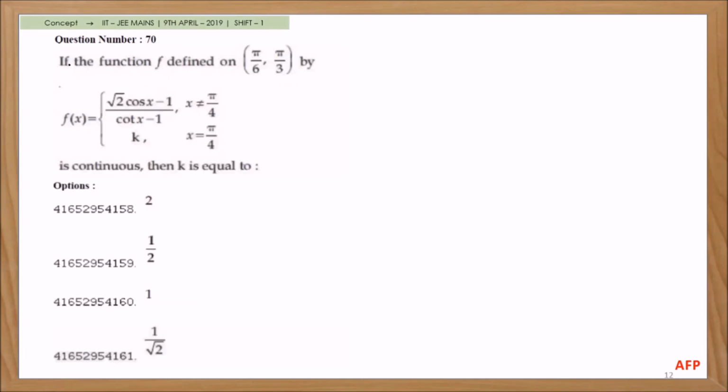Next problem. If a function f is defined in the interval [pi by 6, pi by 3] and this function is continuous, then we have to find the k value using this continuity concept. So limit of (square root of 2 cos x minus 1) divided by (cot x minus 1) as x tends to pi by 4 is equal to f of pi by 4. So this is what the continuity definition is.